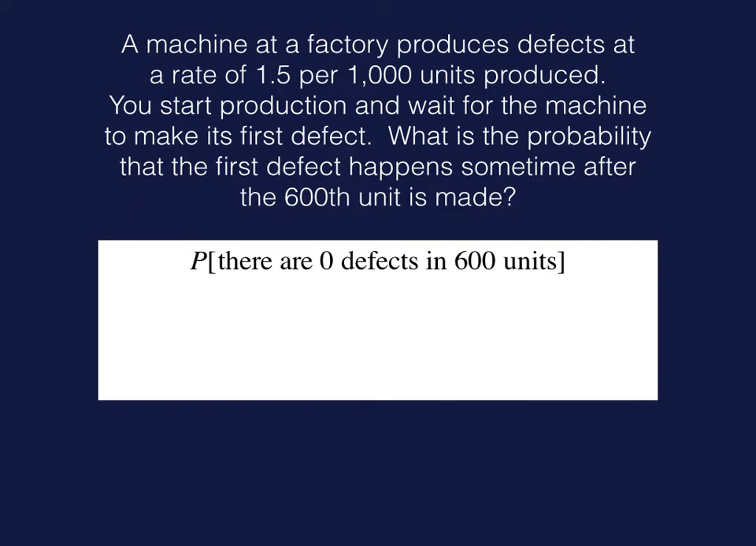Well, that implies that there must be 0 defects in the first 600 units. So 600 units is my fixed time interval. It's not time, but whatever. At a rate of 1.5 defects per 1,000, in 600 units, I'd expect to get 0.9 defects. So the probability of getting 0 defects, just plug it in. It's about 41% almost.